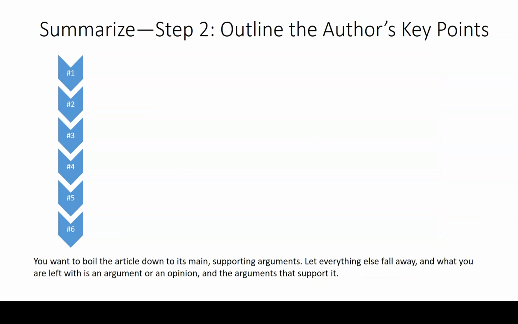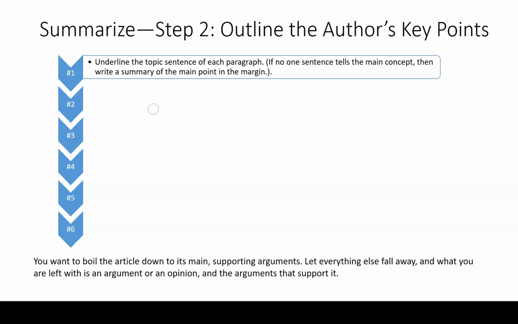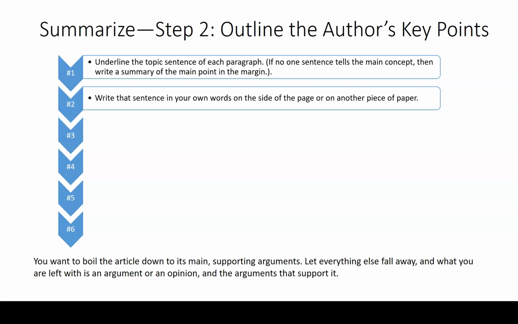Step 2, and this comes straight from A Writer's Reference as well, you will outline the author's key points. So underline the topic sentence of each paragraph. Again, whenever we're looking at From Inquiry, several of the articles have sections, so I might underline the topic sentence of each section. Write that sentence in your own words on the side of the page.